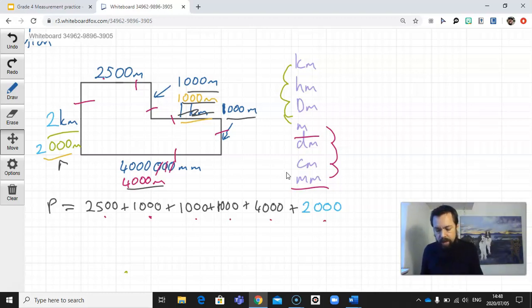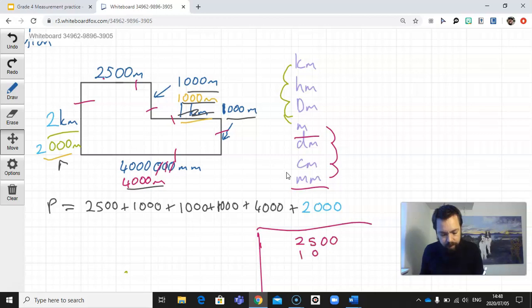1, 2, 3, 4, 5, 6. So I'm adding the correct number of things. All right. Now, this one might be easier to add up if we put them all underneath each other. So I'm going to do that. So I would normally do this as a working thing on the side. So I'm going to start and do them in order.